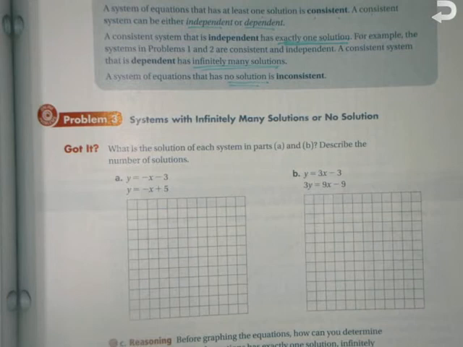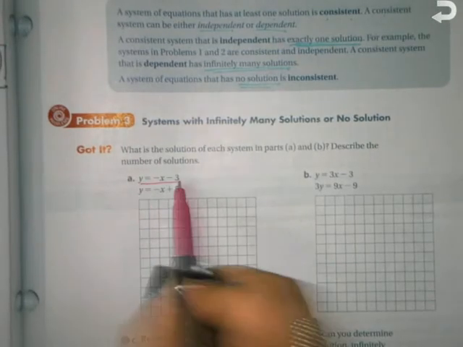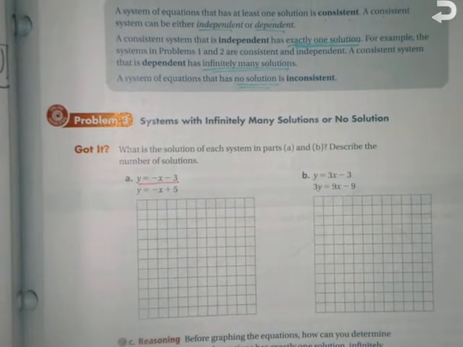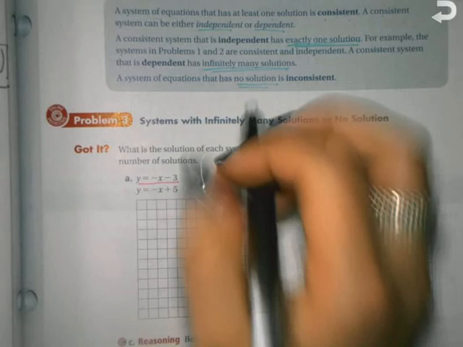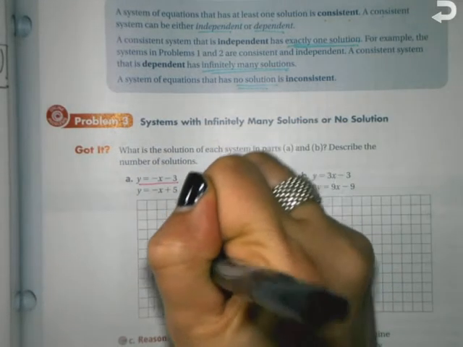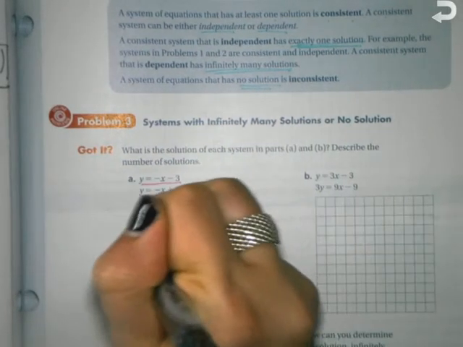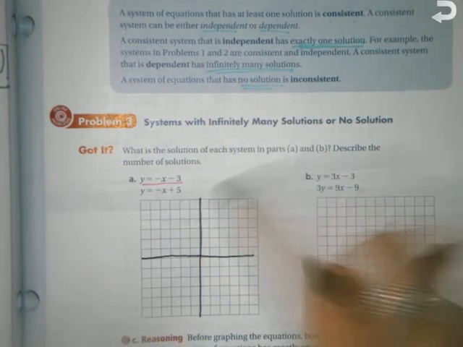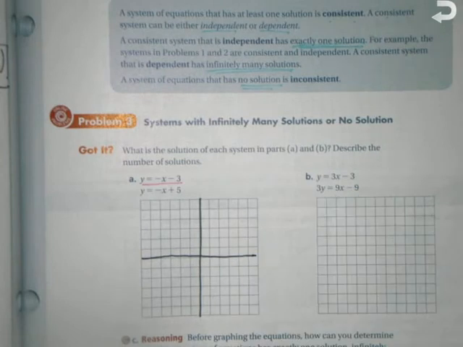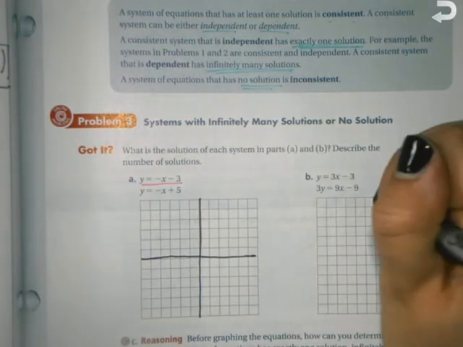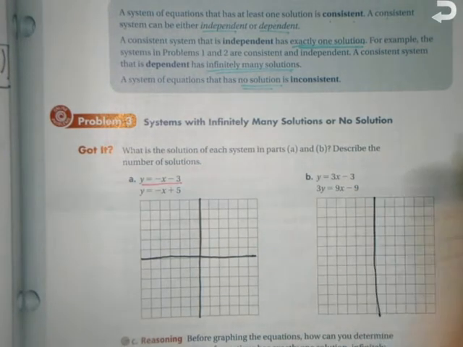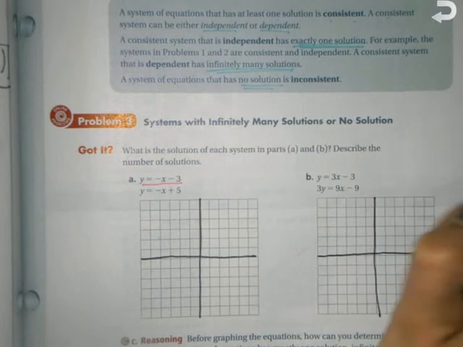First equation, y equals negative x minus 3. Before I can start, let's make a set of axes. These numbers are small enough, I think we can go by ones for each one.